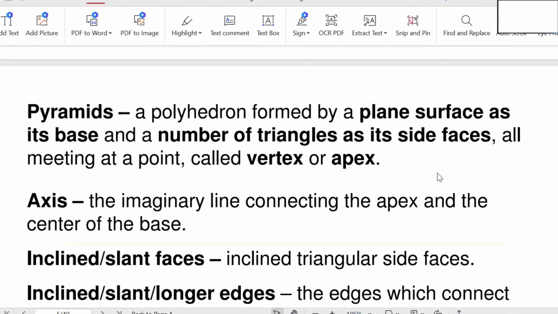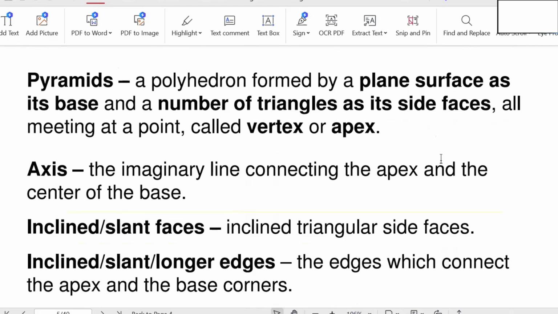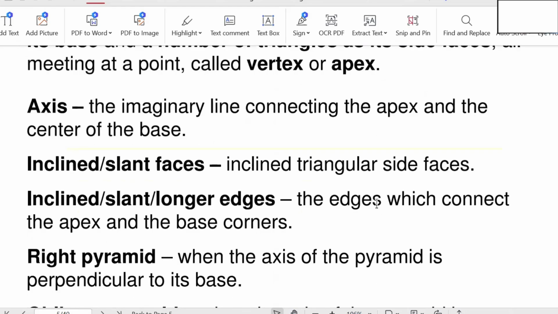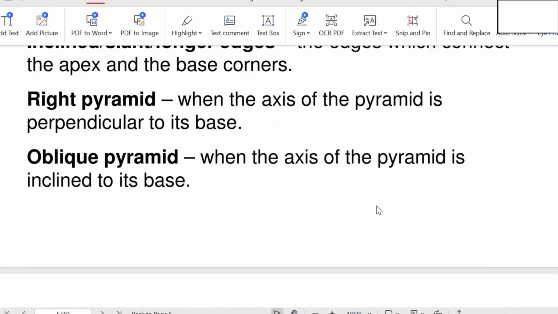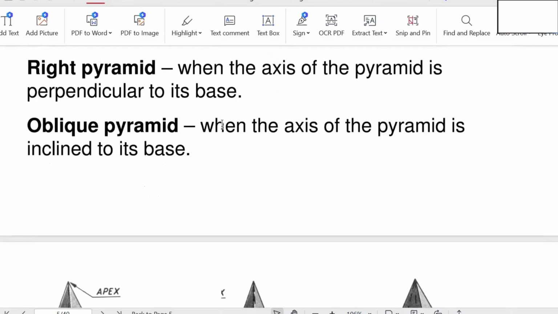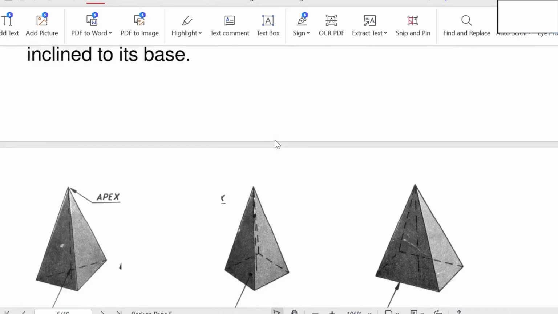This is also an imaginary line. Okay, next. Coming to the lateral faces of a pyramid, the lateral faces are isosceles triangles. All these lateral faces are inclined, that means slant. These faces are slant in the case of a pyramid. Next, a right pyramid is one where the axis of the solid is perpendicular to the base. In an oblique pyramid, the axis of the pyramid is inclined to the base.